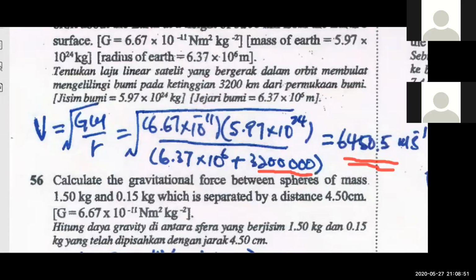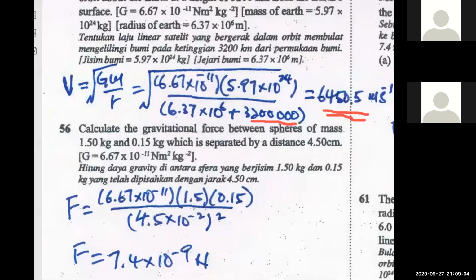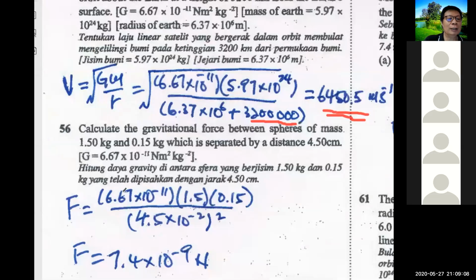F equals G M1 M2 divided by R squared. Yes, very good, correct. So you see the formula. This is the big G, the gravitational constant. M1, M2 are mass 1 and mass 2. Then R is the distance, 4.50 cm, very close. Cm, then you must change to meters. Cm is 10 to the power negative 2, that's why you times 10 to the power negative 2. This is R squared. And finally, using the calculator, you get this answer, 7.4 times 10 to the power negative 9.